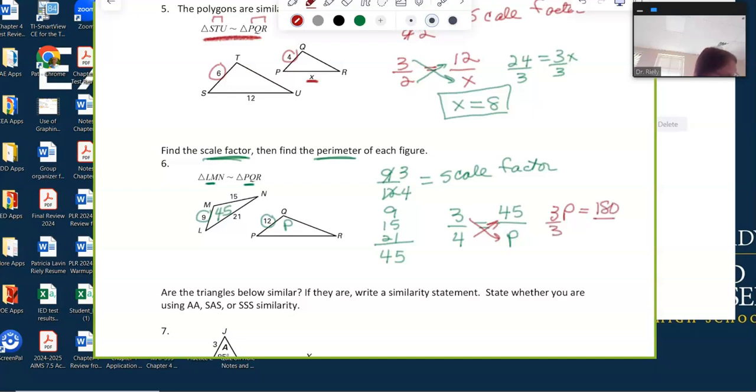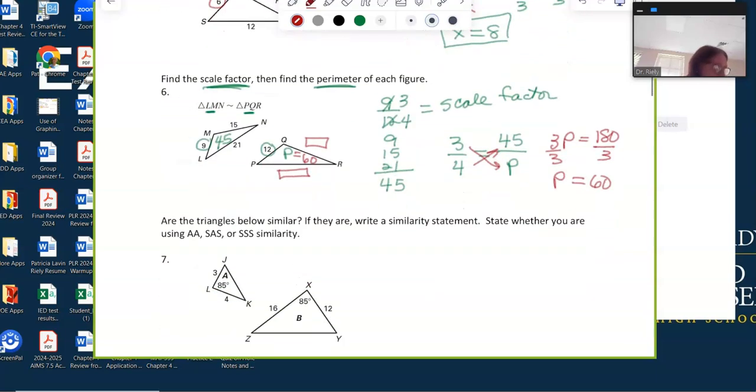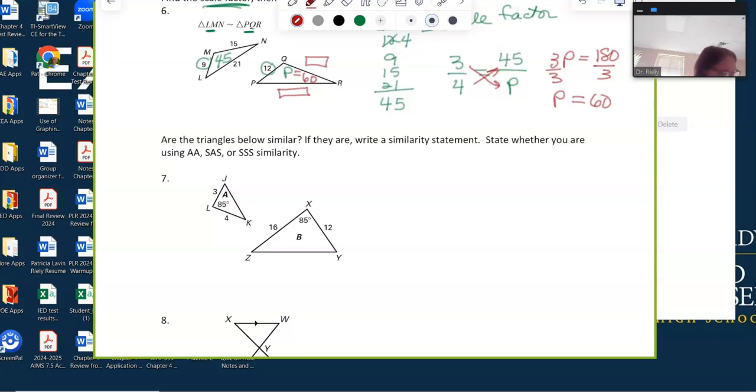Divide both sides by 3, and you get perimeter equals 60, and we are done without solving for this or this. There's no requirement to do that. I would not recommend you do that. It takes more time, and it doesn't demonstrate that you understand that the scale factor can be used to relate perimeters.